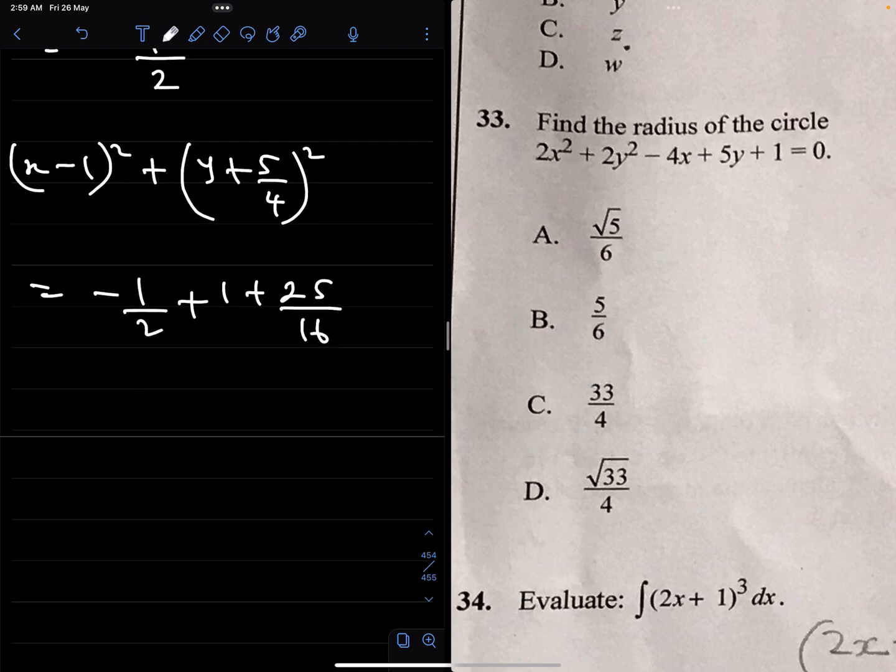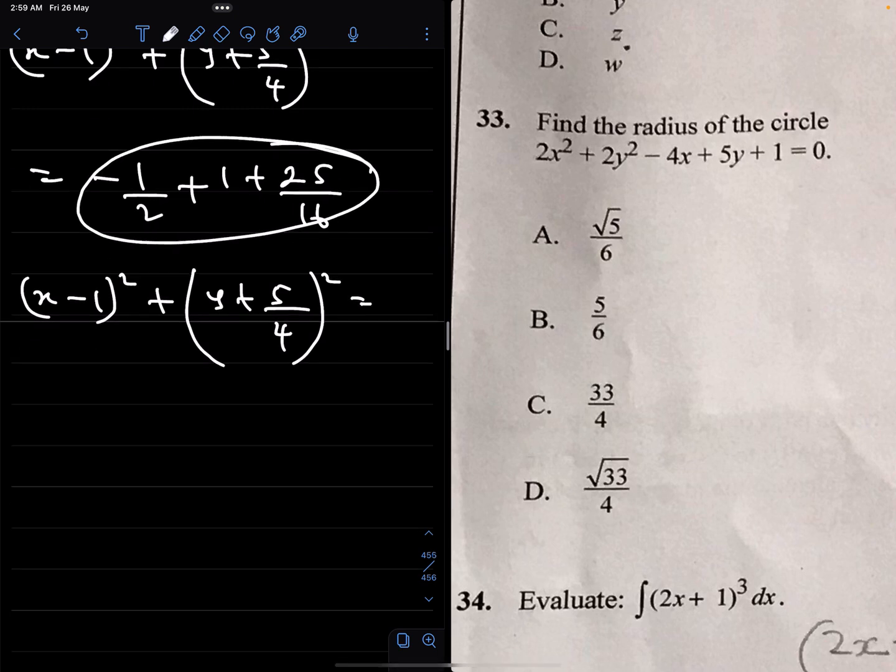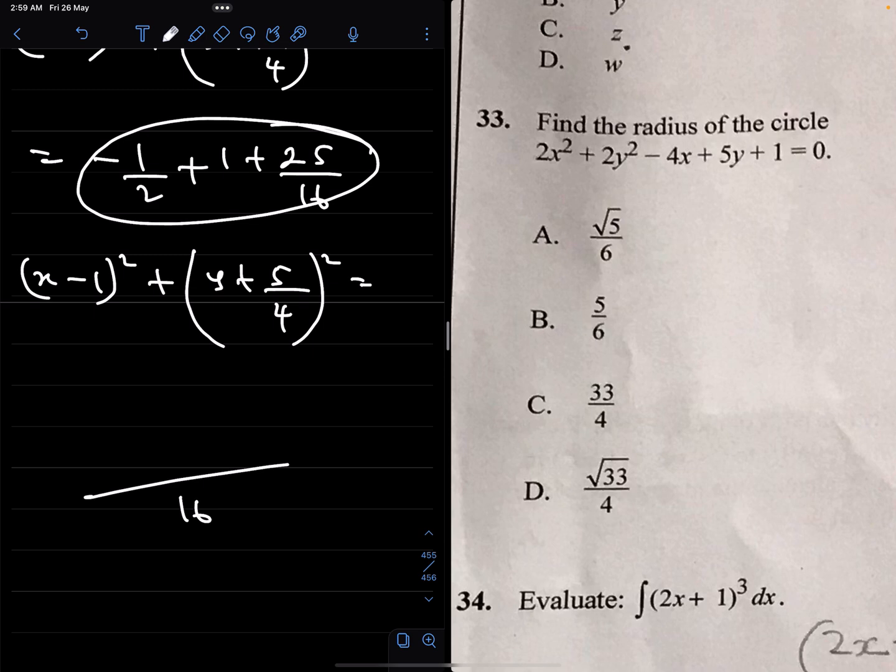So (x minus 1) whole squared plus (y plus 5 over 4) whole squared equals minus 1 over 2 plus 1 plus 25 over 16. And what does that give us? That means (x minus 1) squared plus (y plus 5 over 4) squared equals, what does this give us? Let me just do a rough. The LCM is 16, and 16 is 8 times minus 1, minus 8 plus 1.